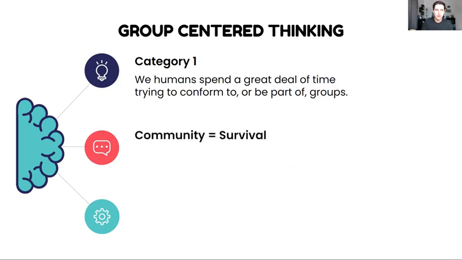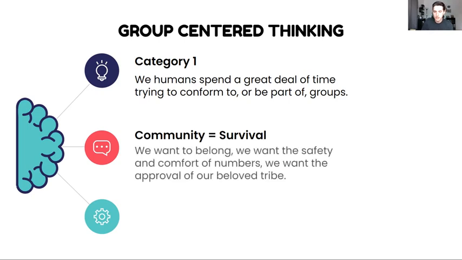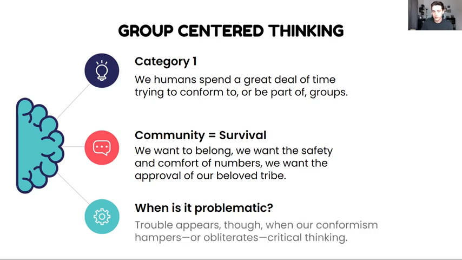That's completely understandable. And biology has a lot to say about this, and certainly psychology, that our notions of community are intricately tied to our notions perhaps of survival. We want to belong, we want the safety and comfort of numbers, and we want the approval of our beloved tribe, whatever that looks like. But this is a critical thinking class, so we might immediately ask, when and how can this be problematic? Well, trouble often appears when our conformism hampers or obliterates critical thinking. In our quest to be accepted or conform to a particular group, we accept a view or a belief that's not backed by good reasons.